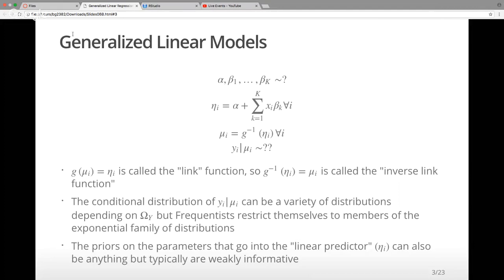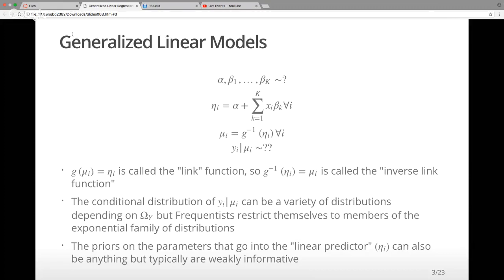Next, we have another endogenous unknown, mu i, which is the conditional expectation of the outcome we're considering. Mu i is defined to be the inverse of the g function of eta i. So g function applied to mu yields eta. And this is called the link function. So g inverse of eta, that is equal to mu i, and that is called the inverse link function. So g is a bijective function.